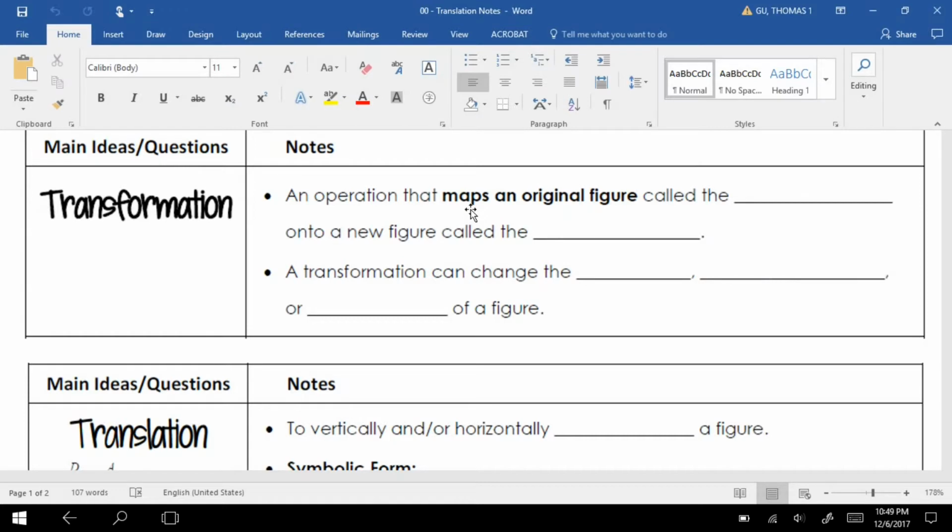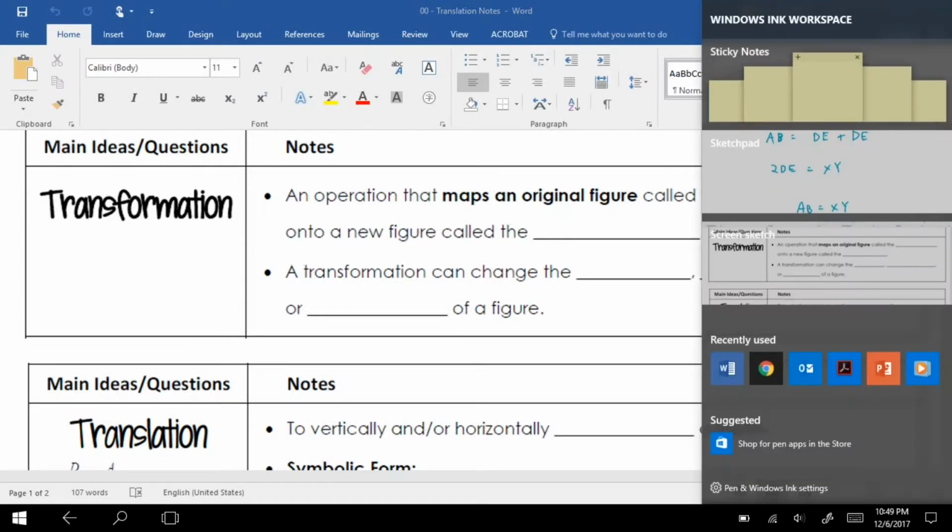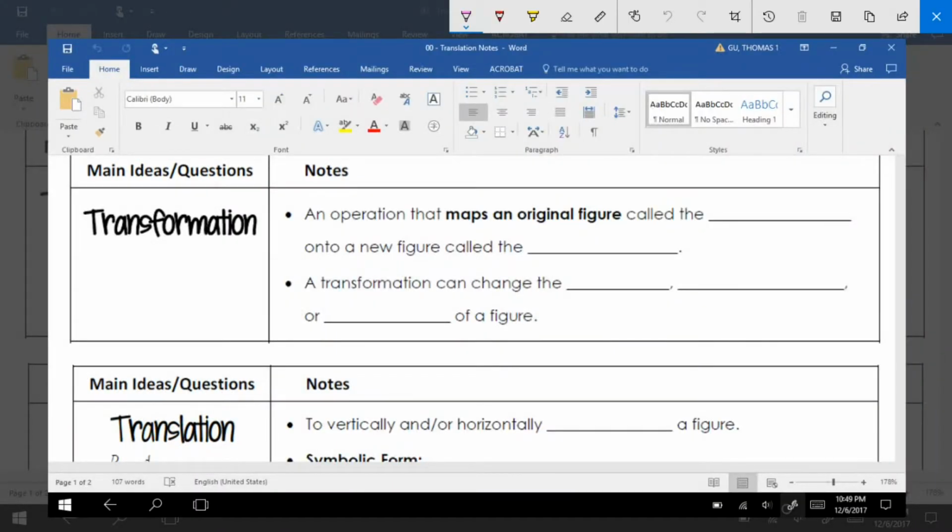So today we're going to start off with the first section of notes out of 3 out of the trilogy. This is all about transformations, transforming things that we have into new things. So let's take a look. An operation that maps an original figure, called the pre-image. What does pre mean? Pre means before. So it's the pre-image, the image before we transform, onto a new figure called the image. We got the pre-image and we got the image.